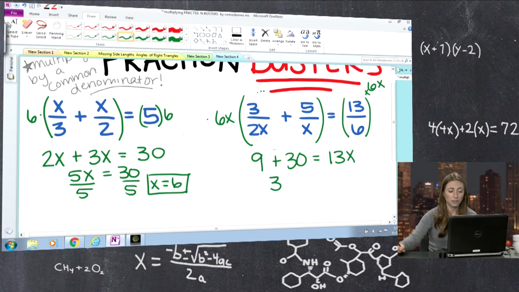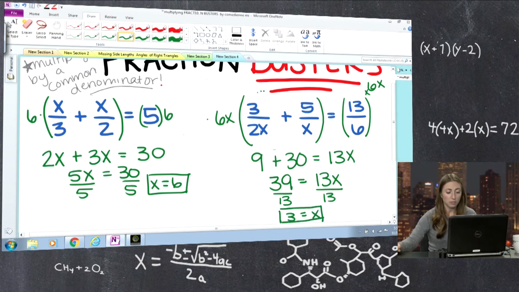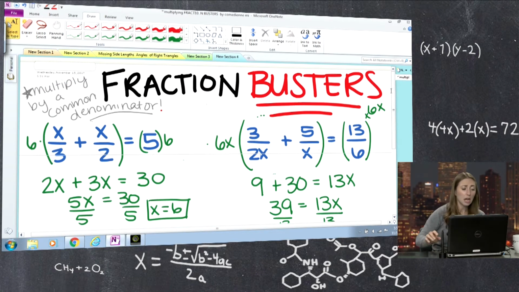So we'll just finish solving this one. 9 plus 30, combining our like terms, we have 39 is equal to 13x. To isolate x, we're going to divide both sides by 13, and we end up getting 3 is equal to x. So all in all, just as a kind of a summary, we can get rid of fractions in equations.